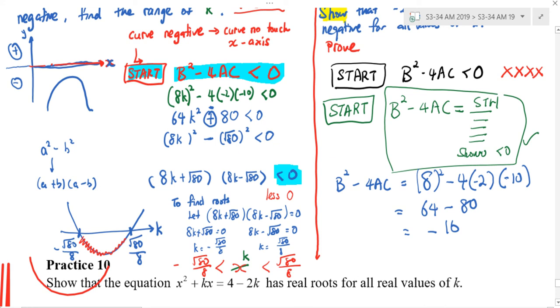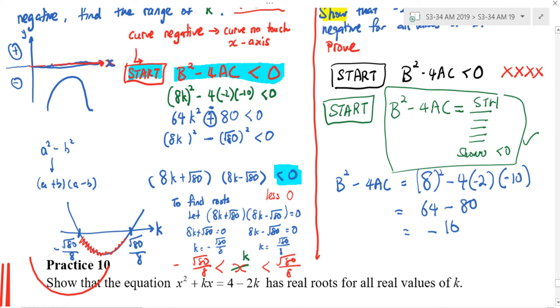Now, for showing question, so summary, you got question, ask me, otherwise I'll scold you. You must put equal, yes. For showing question, you have to put equal. You notice that here, minus 16, there's nothing to find. It's not like K is less than 16. It's not like K equals to 16. So what you need to do? You need to finish off with the concluding statement.